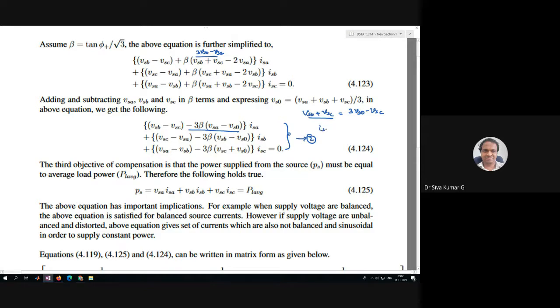We have ISA plus ISB plus ISC is equal to 0 as one of the equations, and this is the second equation. The third objective of the compensation is that the source is to supply the active power only.